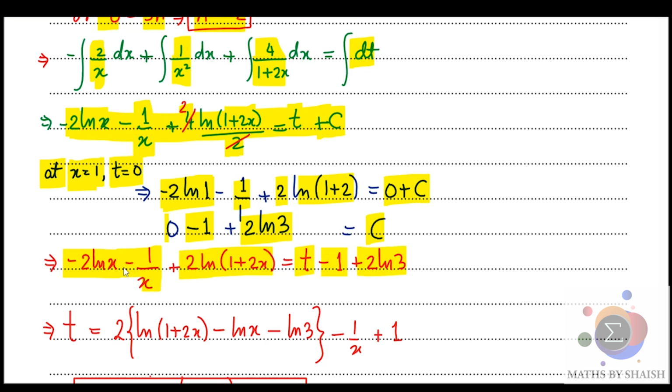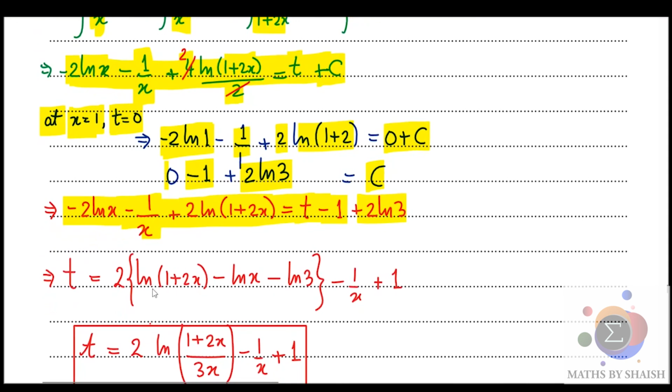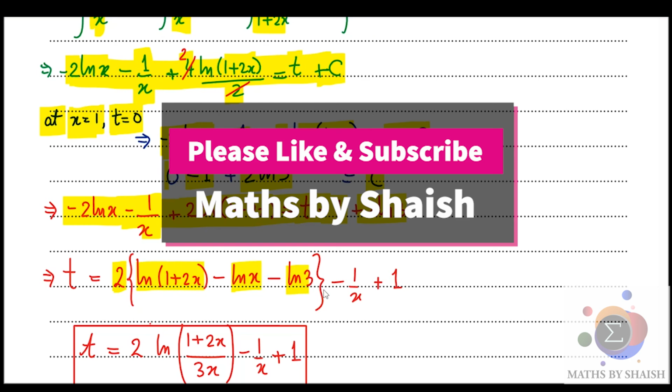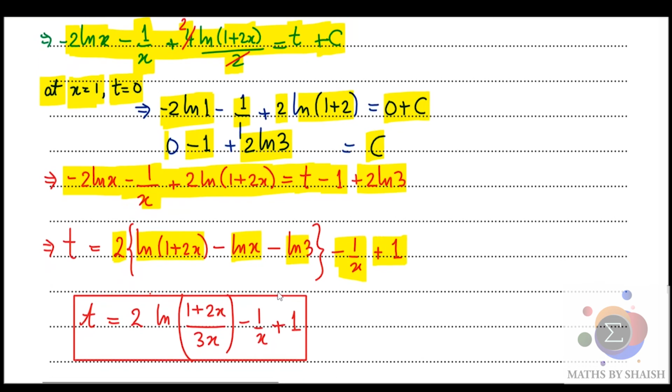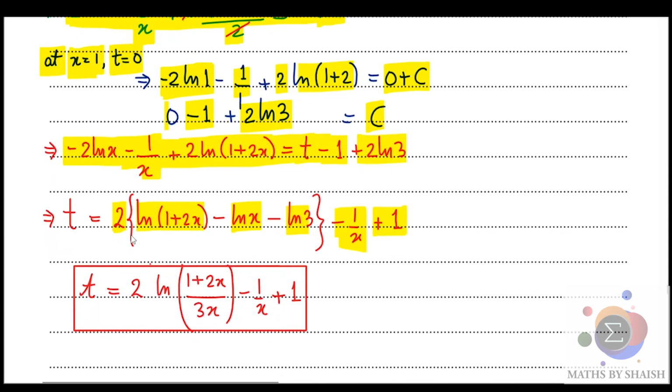Now we can see t is at only one place, so we are going to rearrange this. So t becomes 2 times, we have 2 here, here, here. So 2 times 1 plus ln 1 plus 2x minus ln x minus ln 3, and minus 1 over x, and this one goes there, that is plus 1. So we can combine these ln things together by using their properties. There is a minus minus, so in the division we multiply 3 and x, and 1 plus 2x in the numerator. So t becomes 2 ln of 1 plus 2x over 3x, minus 1 by x plus 1.